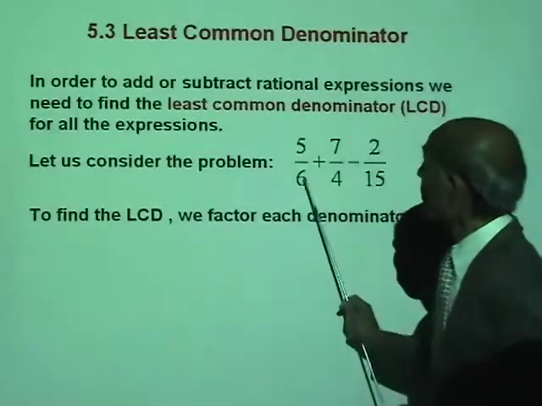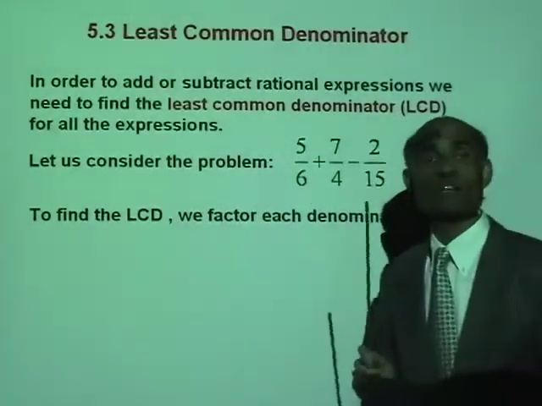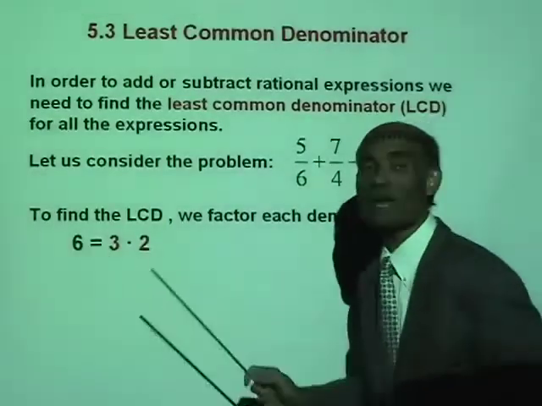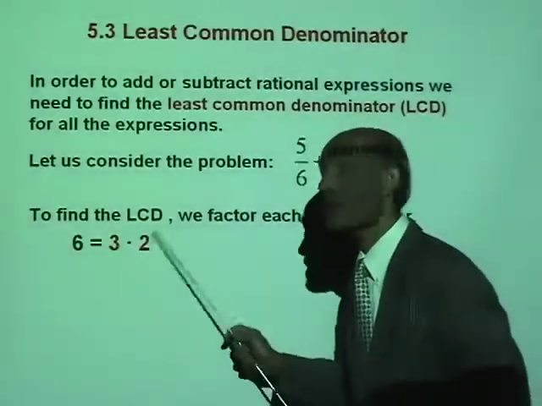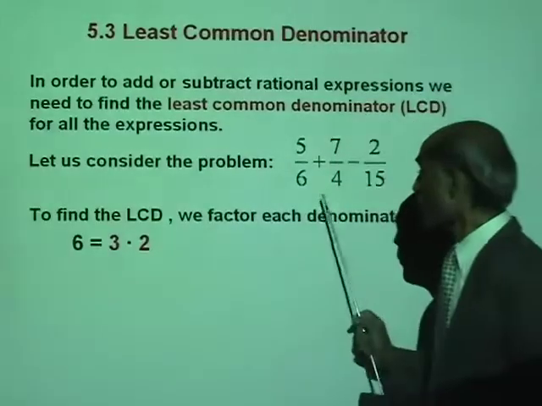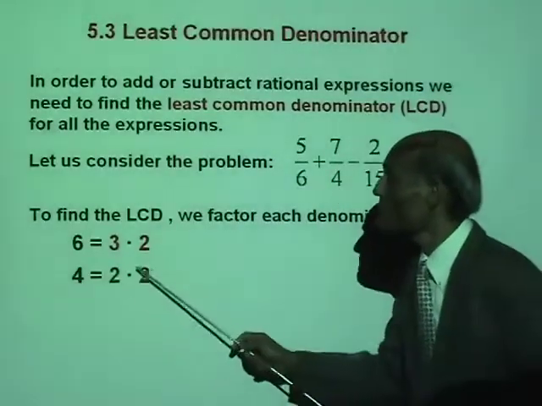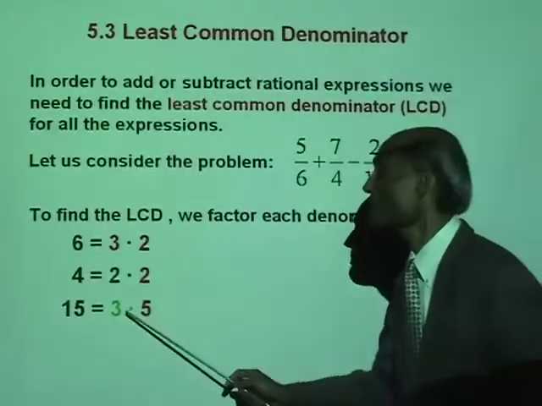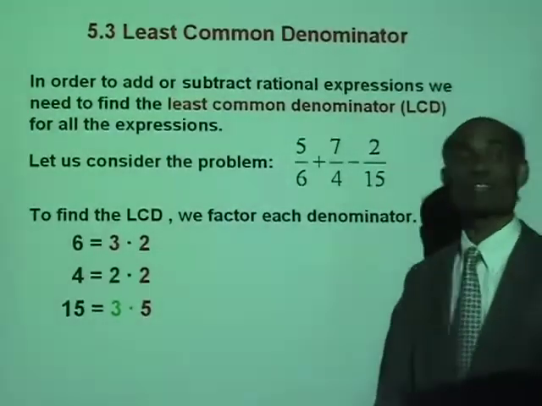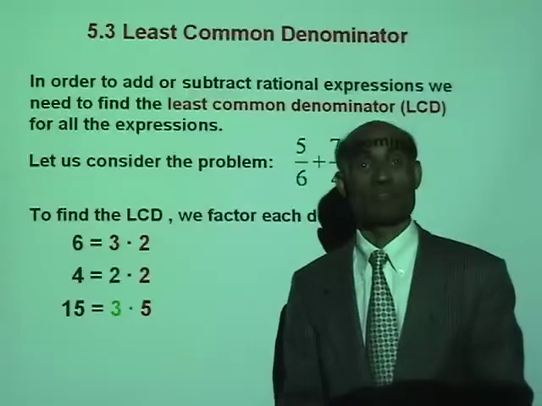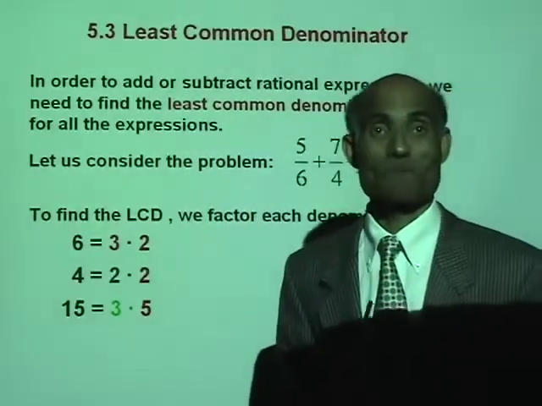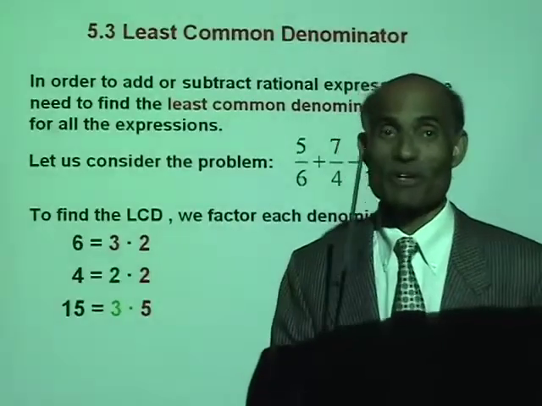Well, in order to find the LCD, we factor each number. Alright, 6 can be factored as 3 times 2. 4 can be factored as 2 times 2. And 15 can be factored as 3 times 5. Now, how do we pick our LCD? I hope you remember the method.